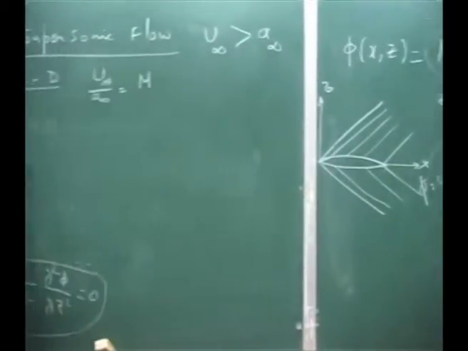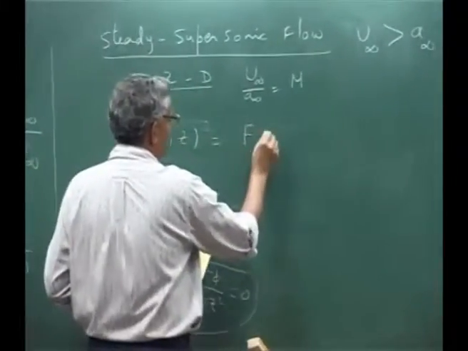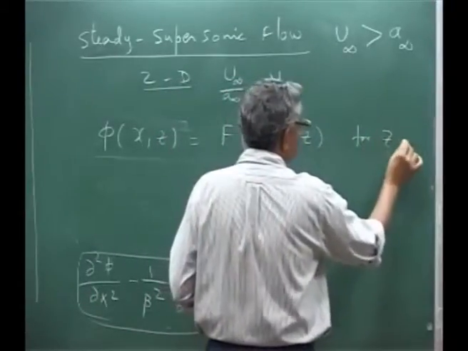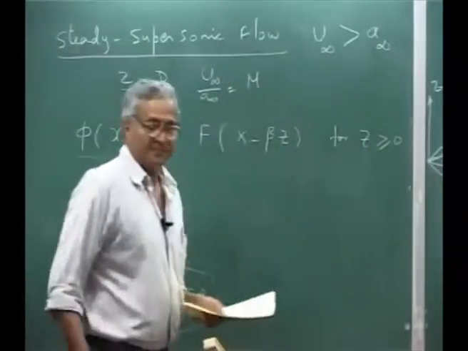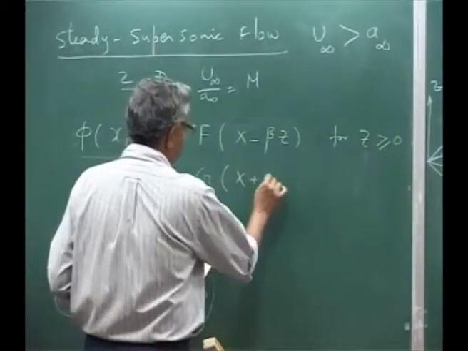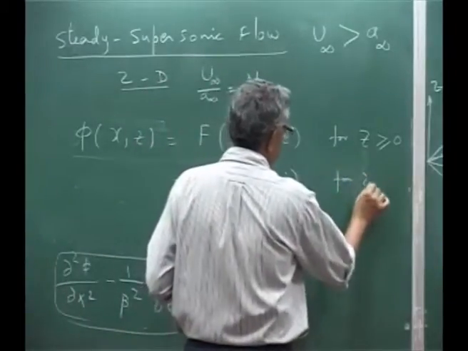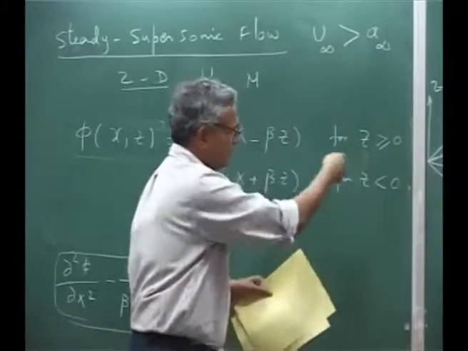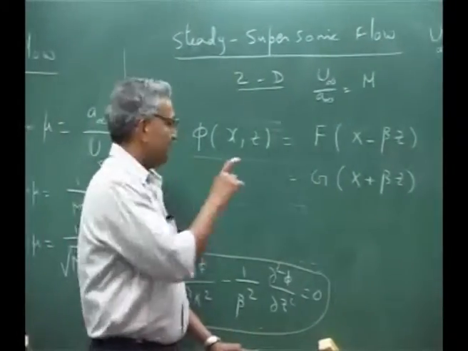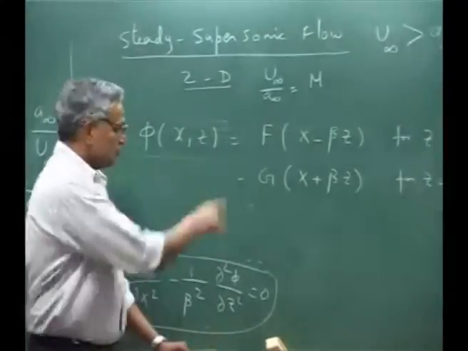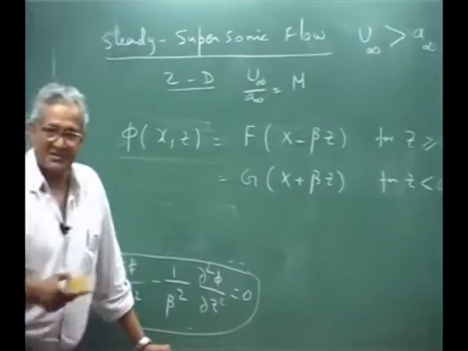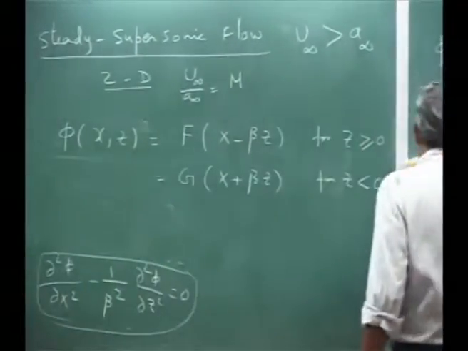My phi, which is a function of x and z, is equal to f of x minus beta z, for z greater than 0. Okay. And then the other is the same thing, equal to g of x plus beta z, for z less than 0. Equal to 0 is almost, because that equality sign is standing there everywhere. Now you see, I have two sets of solution. Now using this, I can go back and get my pressure, everything. Okay. Let us apply the boundary condition.